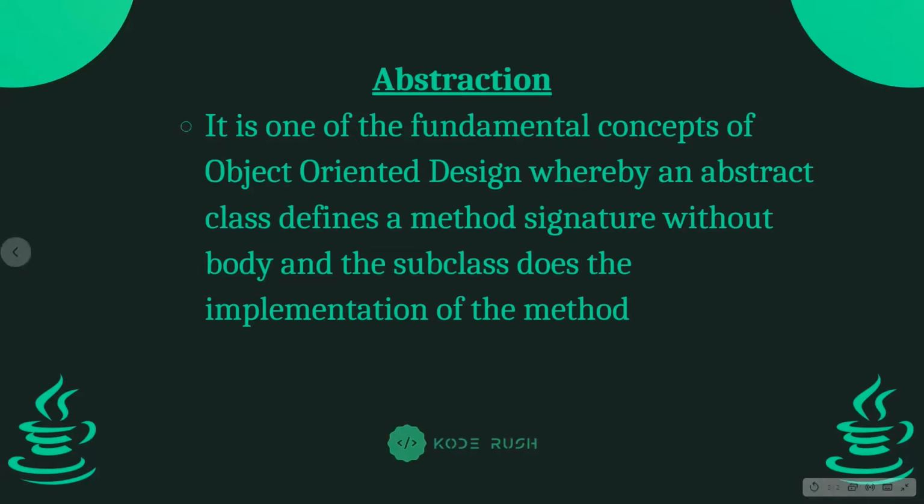So abstraction is another fundamental concept in object-oriented design, whereby an abstract class defines a method signature without defining the body of the method. The implementation of the body is left to the subclass. And with that, we'll go ahead and look at a code example.